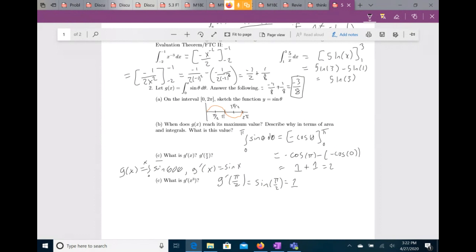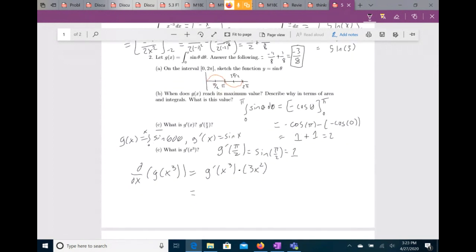All right, the last part, what is g prime of x cubed? So here we're asking, okay, so g prime of x cubed is kind of asking what is the derivative of g of x cubed, but this is just the chain rule. Yeah, I don't really like the way that's written, g prime of x cubed. So kind of ignore this.